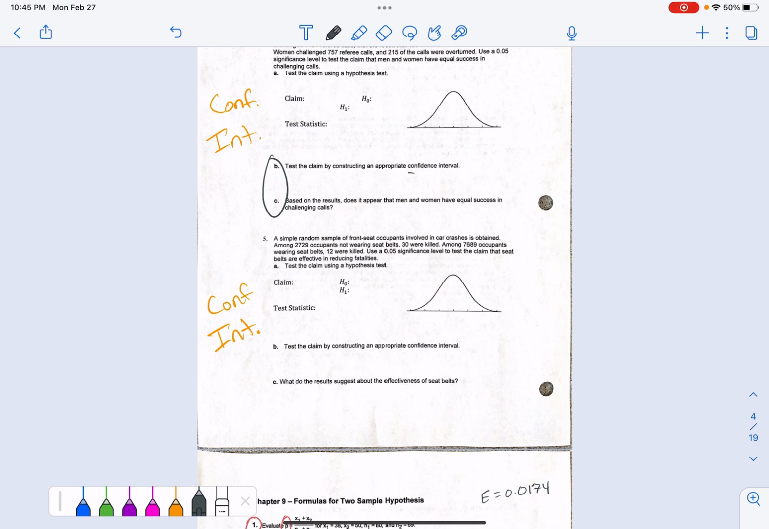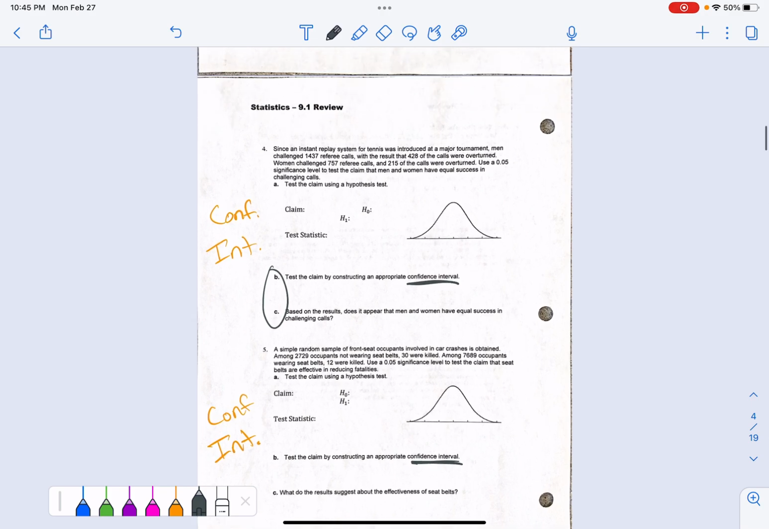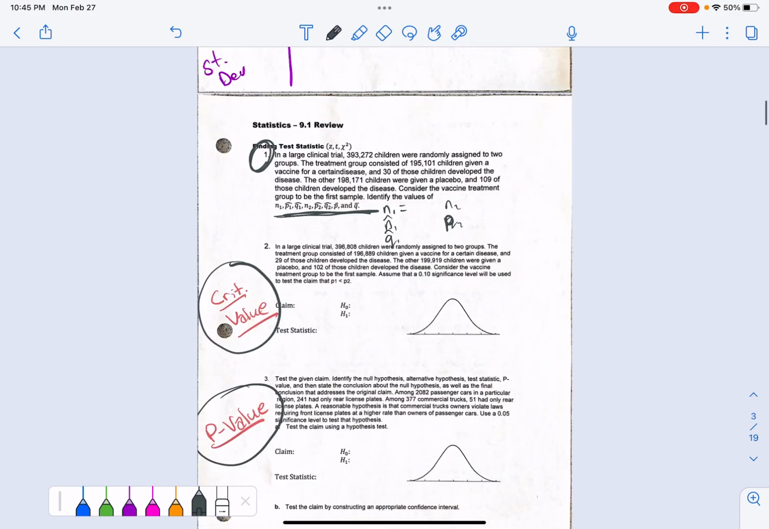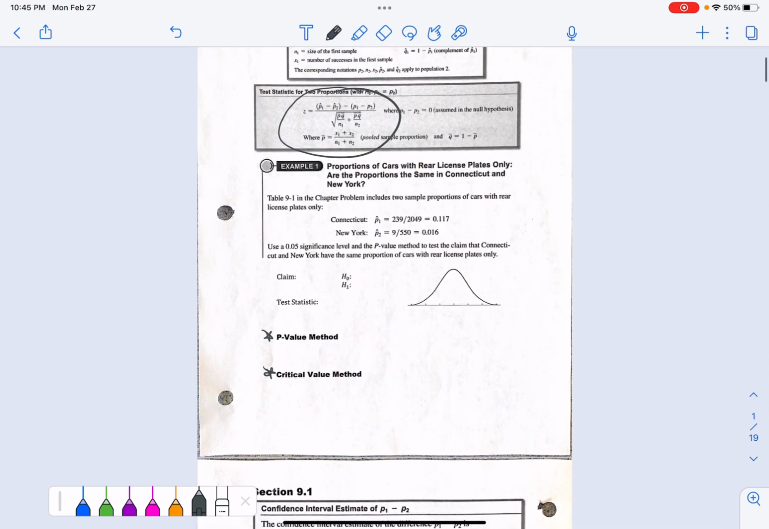Test the claim by constructing the confidence interval. Test the claim by constructing the confidence interval. Based on these results, does it appear that men and women have equal success? We'll answer those questions as we go along. So do the confidence interval for 4 and 5, critical value and p-value for 2 and 3. All right, let's start with this example.